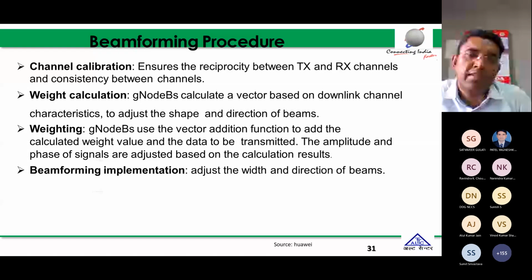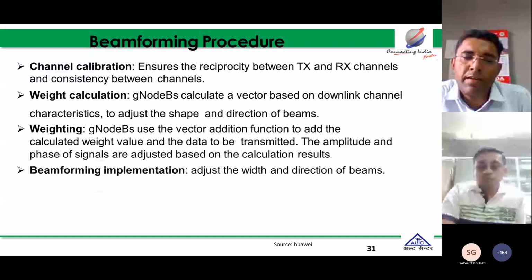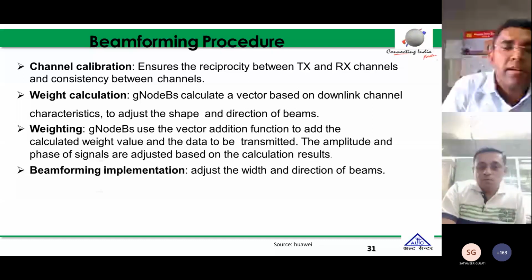The first one is channel calibration. The second one is weight calculation. Weight, as I have said, is the phase and amplitude of the signals that is adjusted at the antenna input, right? Then how the weights are calculated, how the weights are implemented, and then beamforming, how they adjust the width and direction of the beam. Right, these are the 4 steps.